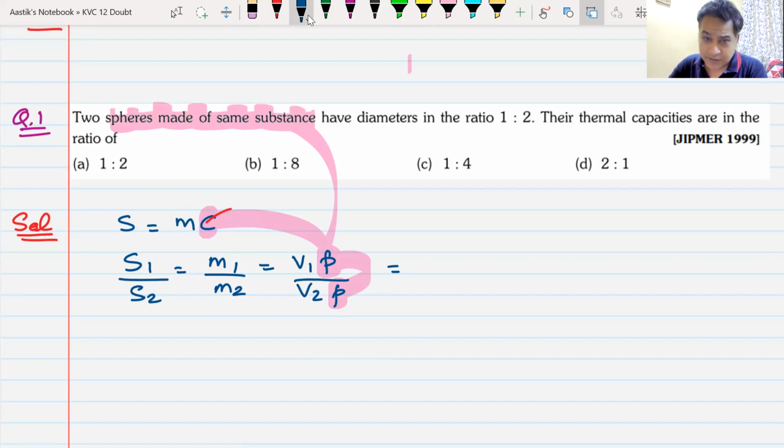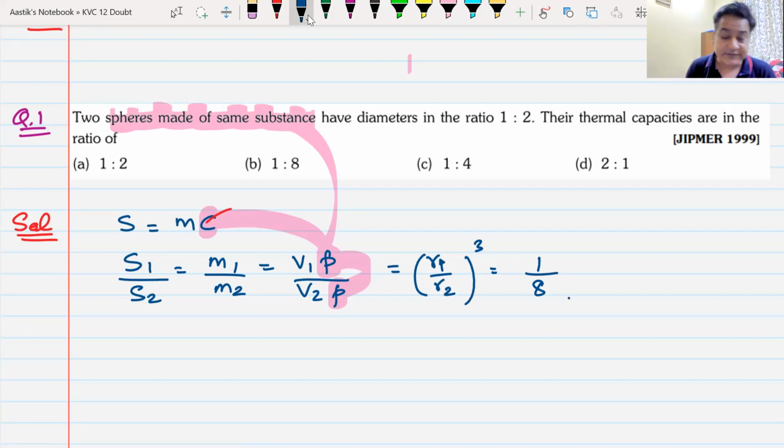4 by 3 pi r1 cube over 4 by 3 pi r2 cube, the 4 by 3 pi cancel. So it will be r1 by r2 whole cube. Diameters are in the ratio 1:2, so radii are also in the ratio 1:2. So the answer is 1:8. Do we understand this? Yes or no? Yes, sir. Got it?